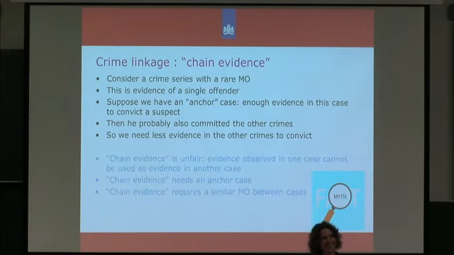This is not a myth, but these are. So people will argue with chain evidence. We call this argumentation chain evidence. Well, that's unfair. Evidence observed in one case cannot be used as evidence in another case. That's unfair for some reason. And the lawyers, if you look at the jurisdiction, have imposed conditions for this reasoning. They said, well, we need an anchor case. We need one case which stands on its own. And also, they said, there has to be a similar modus operandi. Otherwise, we cannot use this reasoning.